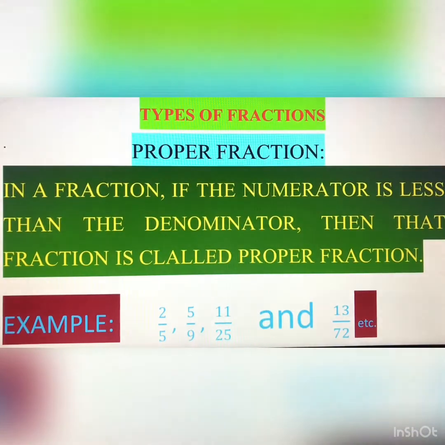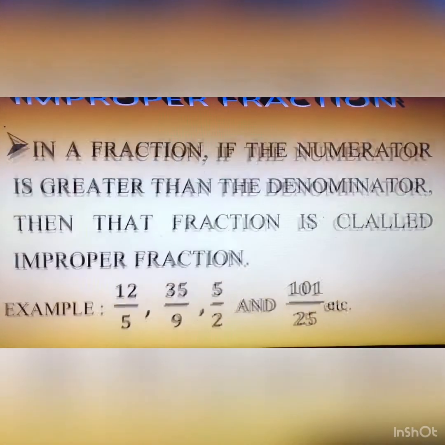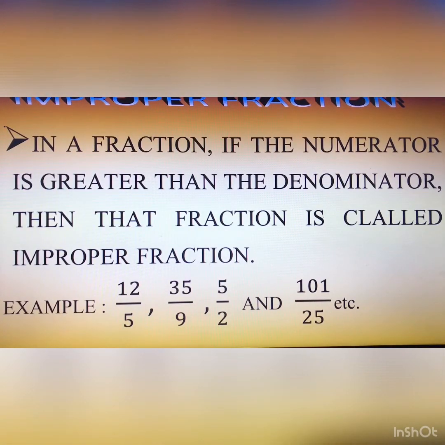All are proper fractions. Now the second one, improper fraction. What is an improper fraction? In a fraction, if the numerator is greater than the denominator, then that fraction is called an improper fraction. For example, 12 by 5: 12 is greater than 5. 35 by 9: here 35 is greater than 9. And 5 by 2. Similarly, 101 by 25. In all these cases, the numerators are greater than the denominators. So these are improper fractions.